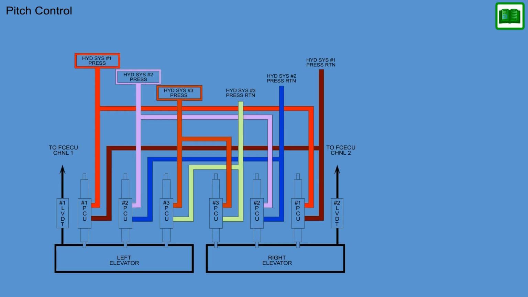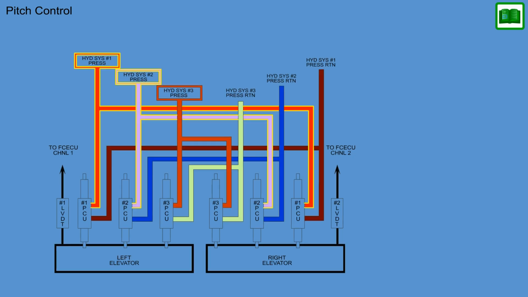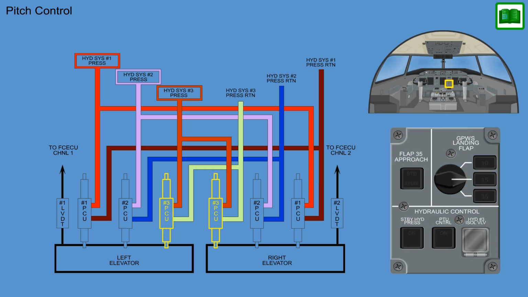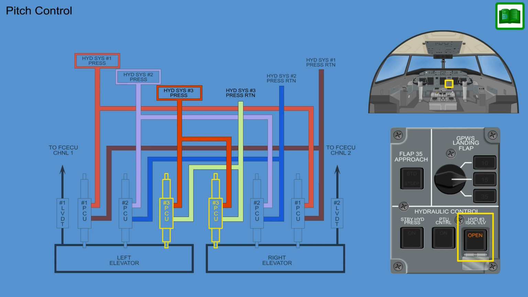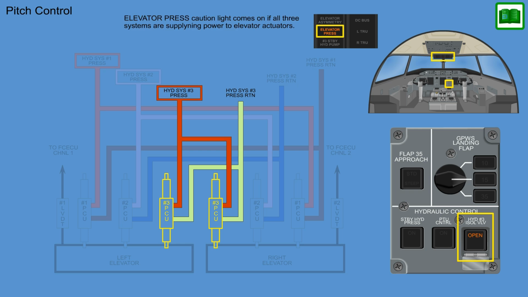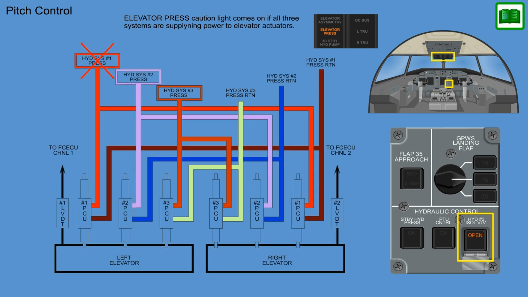During normal operation with the number 1 and number 2 hydraulic systems in operation, the inboard power control units can be selected by pressing the hydraulic number 3 isolation valve push button on the hydraulic control panel. When pressed, the number 3 isolation valve opens, indicated by the elevator pressure caution light, and activates the inboard power control units. The number 3 isolation valve is automatically activated when number 1 and/or number 2 hydraulic system fails.